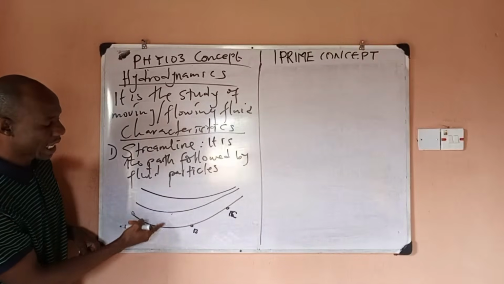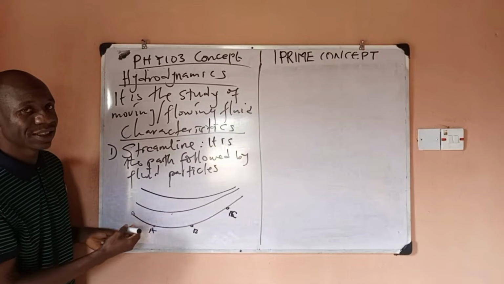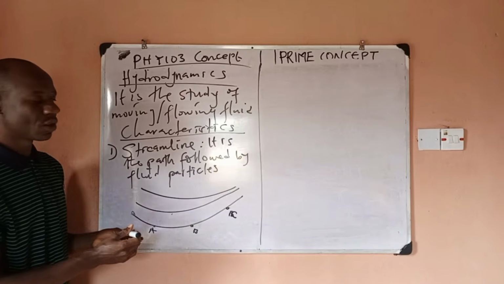So what you have here now, how many streamlines do I have here? I have 3 streamlines in this case. All right, so that is streamlines.